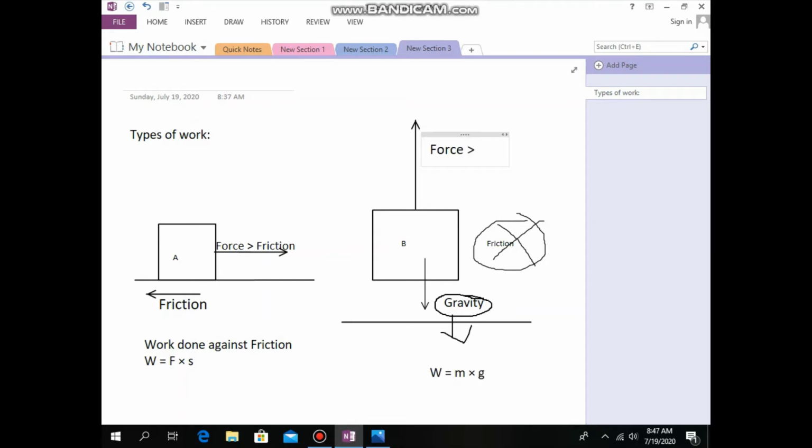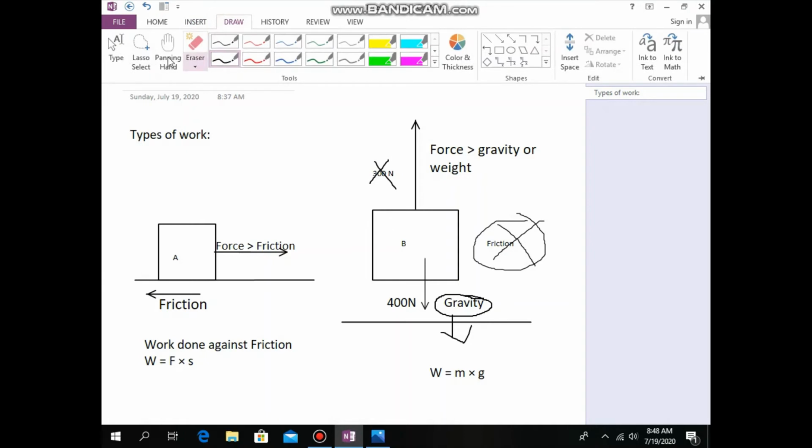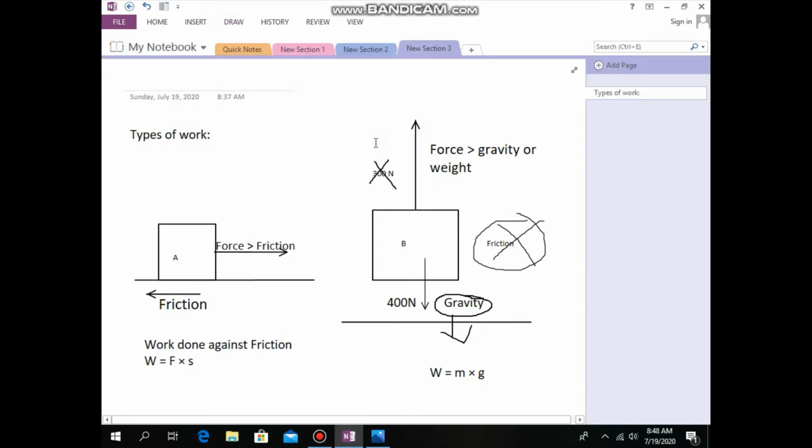For the second case, F is equal to m into g. Suppose the weight is 400 Newton and you apply a force of 300 Newton. Can you pull the object upward? No, you cannot, because your force is less than gravity. However, if you apply a force of exactly 400 Newton, then you can lift the object upward. If your force is more than gravity, only then you can move the object upward.